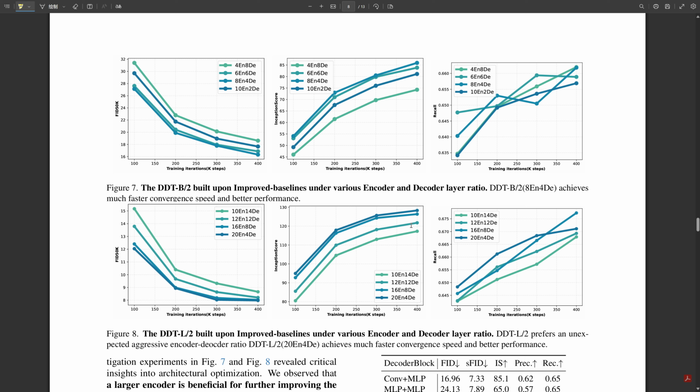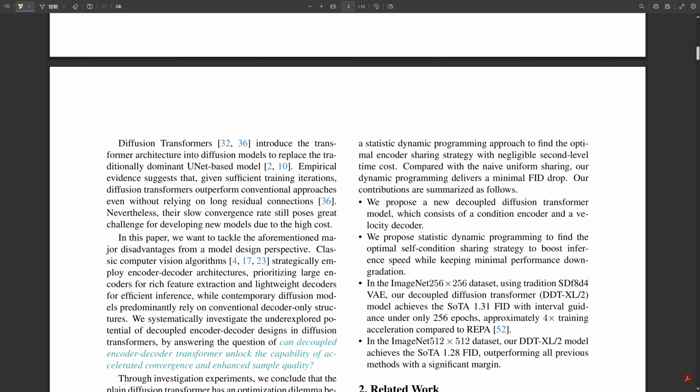If you want to dig into the nitty-gritty of DDT, flow matching, or dynamic programming, definitely check out the paper. Yeah, lots to explore there. Hopefully, this deep dive gave you a clear picture of what makes the decoupled diffusion transformer tick and why it's a noteworthy development. Thanks for joining us.